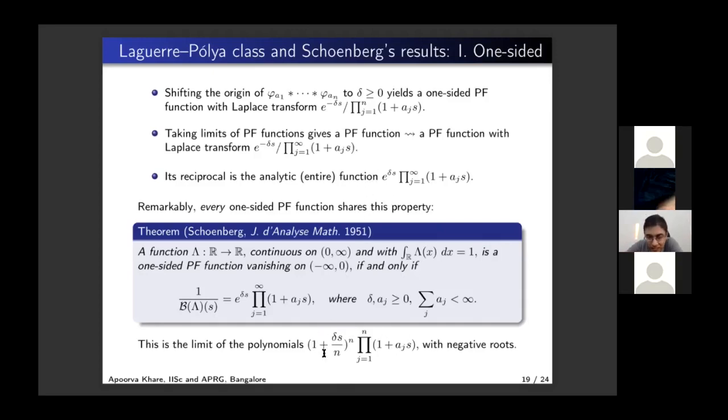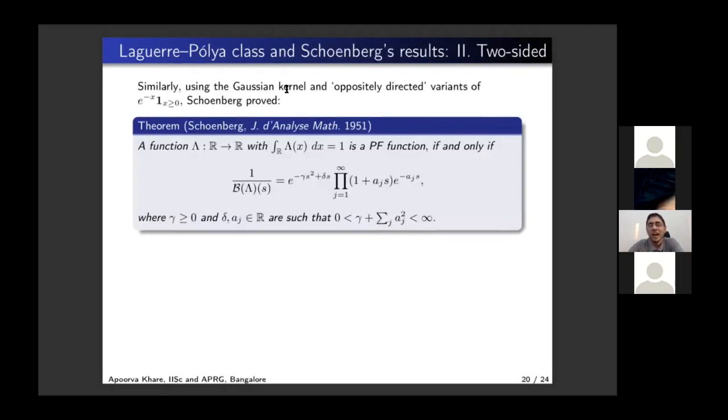This entire thing is a polynomial with negative roots, right? If delta is 0 or a, the factors have all negative roots, and this is the limit of these polynomials. You can check it is uniform over compact sets, and there is a name for such classes of entire functions. These are called functions in the Laguerre-Polya class, right? And again, this is something that Laguerre was looking at in the 1880s and 1890s and so on.